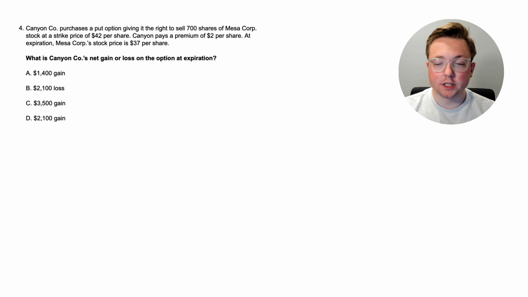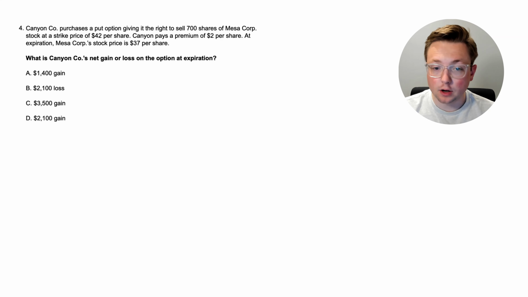All right, here we are at question 4. What is Canyon Co.'s net gain or loss on the option at expiration? Let's go up to the top. Canyon Co. purchases a put option giving it the right to sell 700 shares of Mesa Corp stock at a strike price of $42 per share. Canyon pays a premium of $2 per share. At expiration, Mesa Corp stock price is $37 per share.